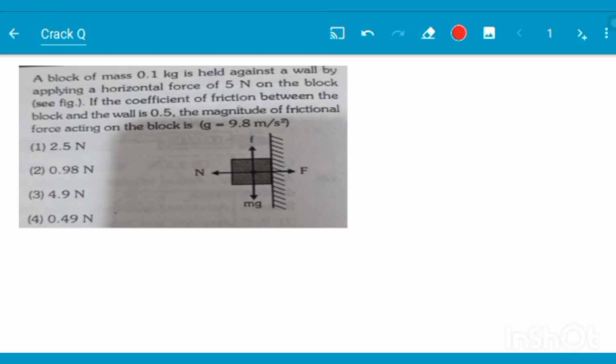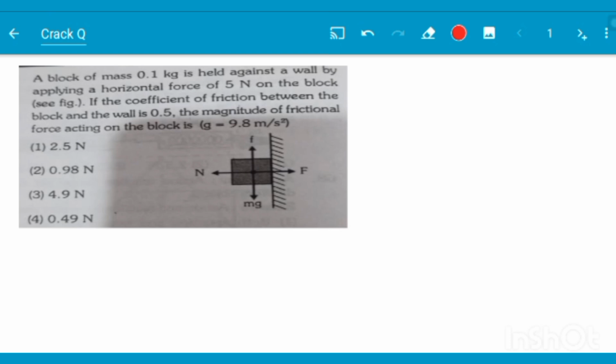In this question, a block of mass 0.1 kilogram is held against a wall by applying a horizontal force of 5 Newton on the block. If the coefficient of friction between the block and the wall is 0.5, the magnitude of frictional force acting on the block is? G is equal to 9.8 meter per second squared. Option 1 is 2.5 Newton, option 2 is 0.98 Newton, option 3 is 4.9 Newton, option 4 is 0.49 Newton.